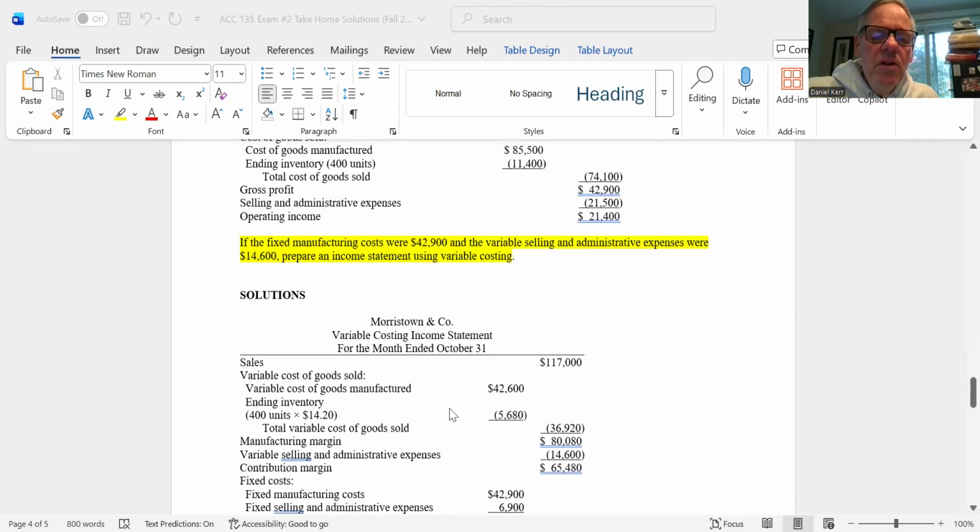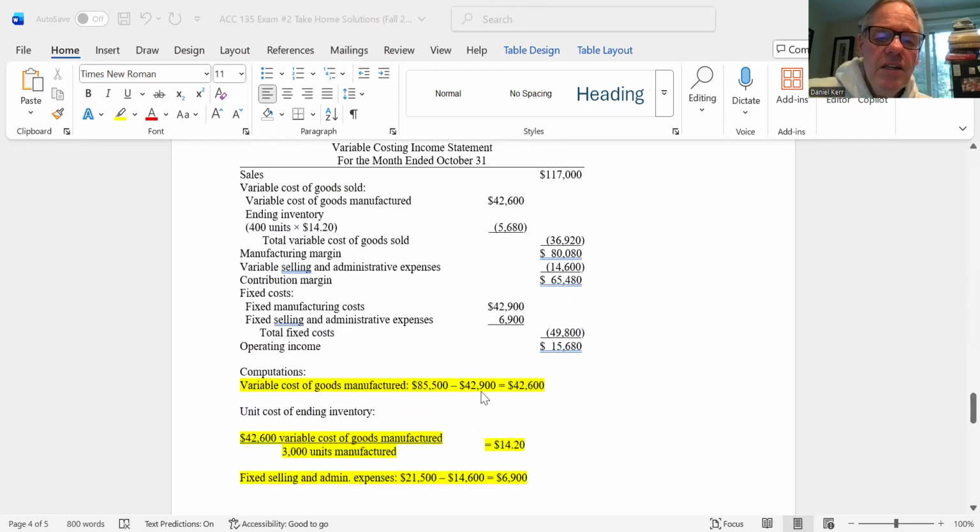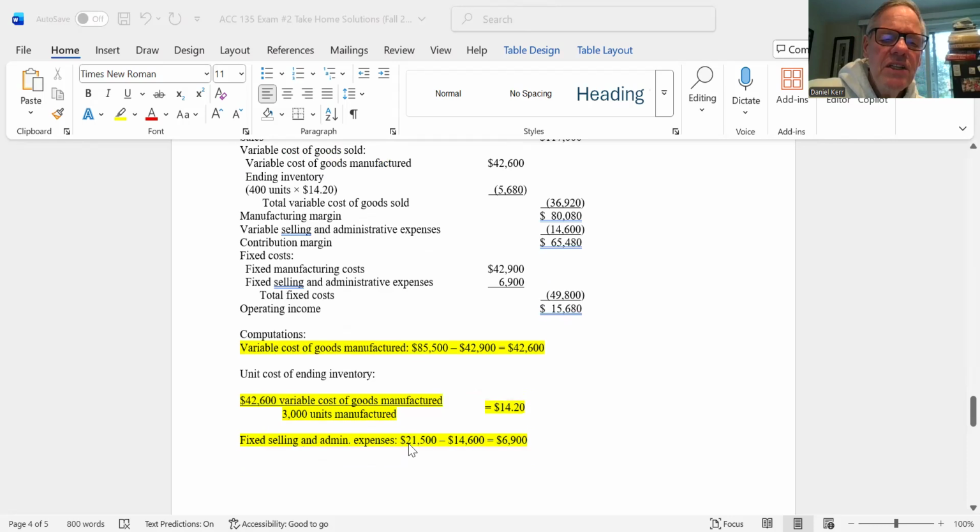So you want to prepare a variable income statement. Let me scroll down to the bottom here. You've got to do some calculations. You've got to come up with the variable cost of goods manufactured, which is the total cost of goods manufactured minus the fixed cost, and that gives you 42,600. Then the variable cost per unit is 42,600 divided by the 3,000 units manufactured, which gives you a unit variable cost of $14.20. And the fixed selling and administrative expenses were 21,500 minus the variable component, which was 14,600, which gave you 6,900.